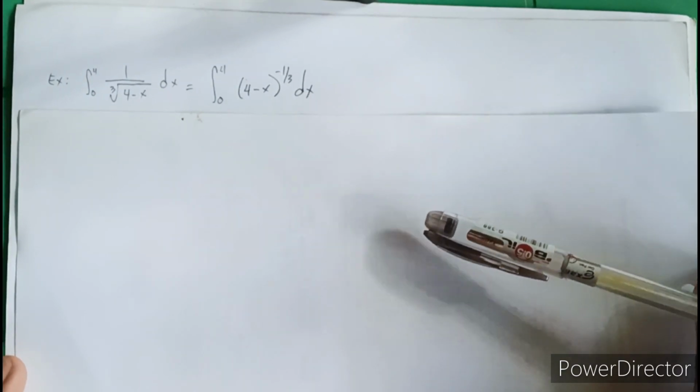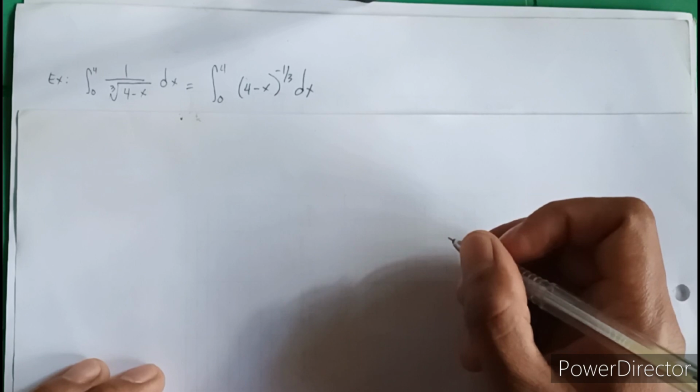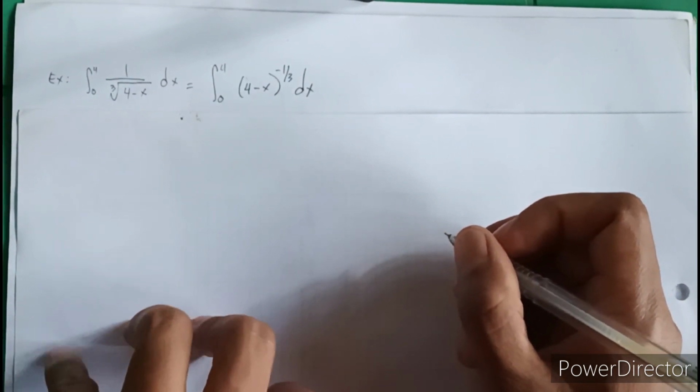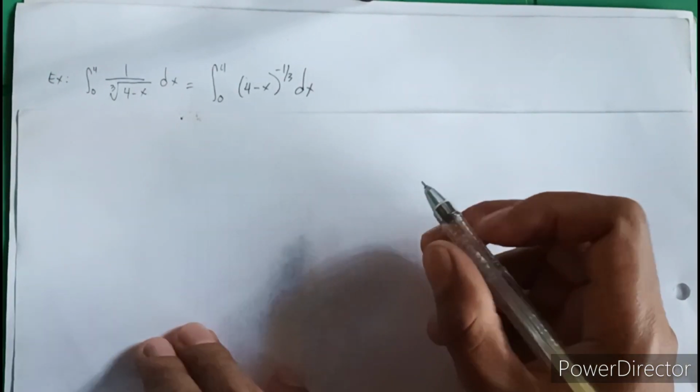For today's video, we are going to discuss improper integrals with a discontinuous integrand. So we have here an example of an improper integral, which is the integral from 0 to 4 of the expression 1 over the cube root of (4 minus x) dx.